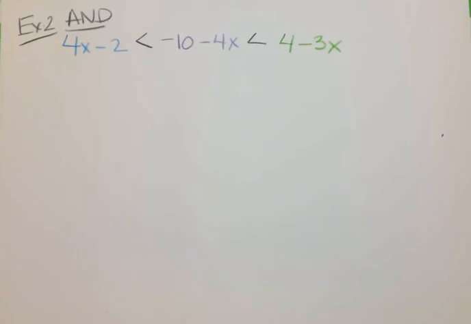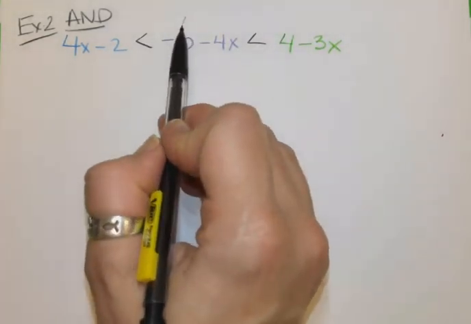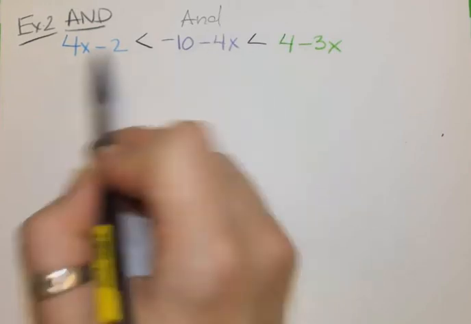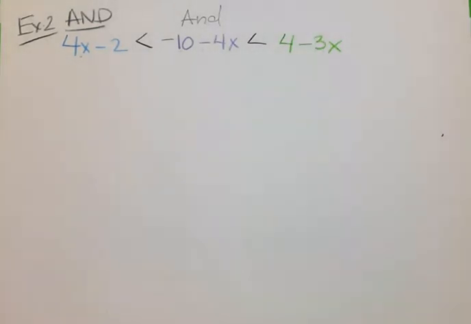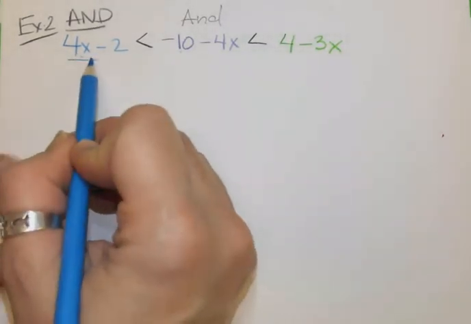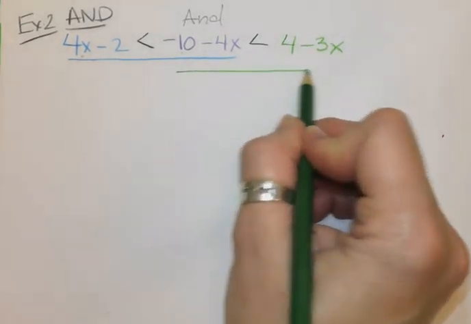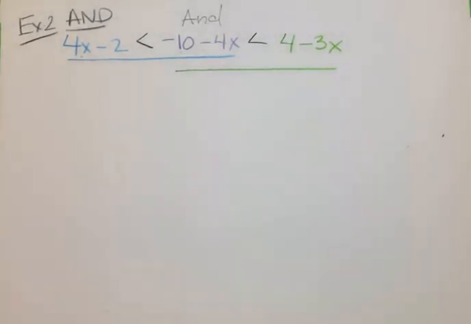Now let's skip to an AND. I wrote this in colors because I think it helps us see what we're doing. Basically, they're saying that this goes with, it satisfies both of these inequalities. So what we're going to do is rewrite that problem, and we're going to rewrite this problem. So let's go ahead and do that.